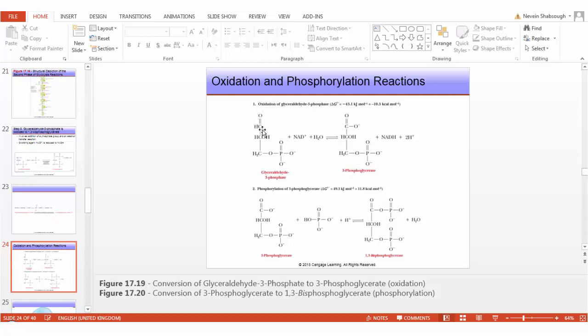Here notice that the aldehyde is oxidized to the corresponding carboxylic acid. And then the second step is phosphorylation of 3-phosphoglycerate, adding this to this to form 1,3-bisphosphoglycerate. So when you combine these 2 reactions together, you get the net reaction which you saw previously. And again, delta G naught prime can be added for the 2 reactions to get the final delta G naught for the whole reaction.